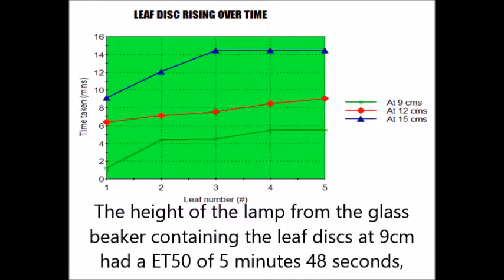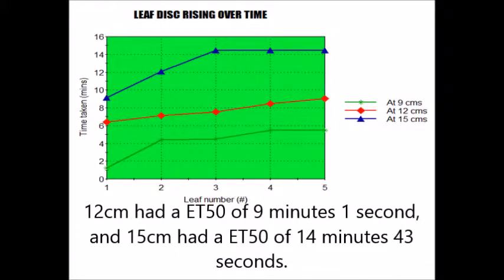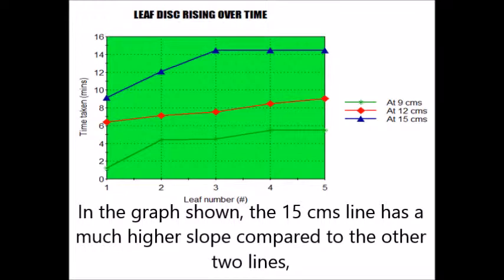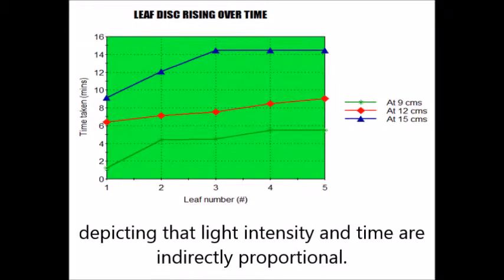The height of the lamp from the glass beaker containing the leaf discs at 9 centimeters had an ET50 of 5 minutes 48 seconds, 12 centimeters had an ET50 of 9 minutes 1 second, and 15 centimeters had an ET50 of 14 minutes 43 seconds. In the graph shown, the 15 centimeters line had a much higher slope compared to the other two lines, depicting that light intensity and time are indirectly proportional.